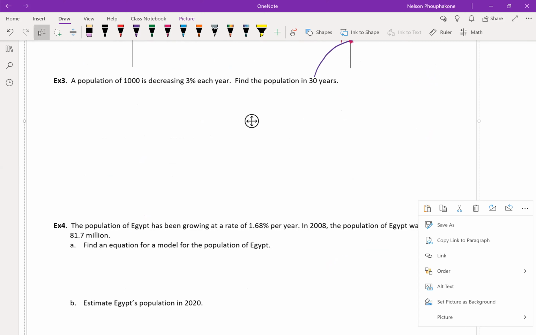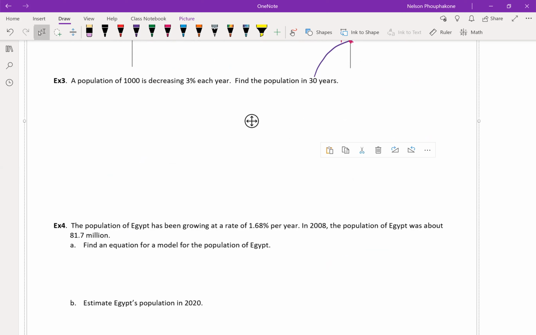Okay, so now let's look at this. A population of 1,000 is decreasing 3% each year. We would like to find the population in 30 years. Now, first of all, how do I know that this is an exponential function? Because we have a constant decreasing rate per year. That means this is related to the r value.